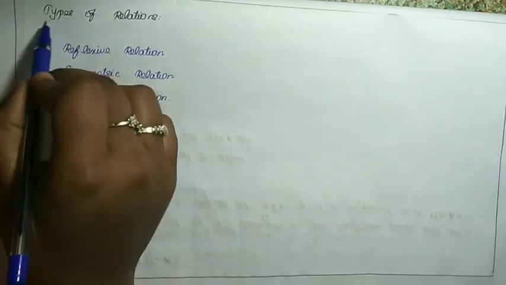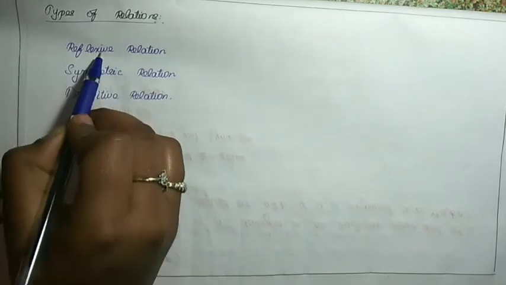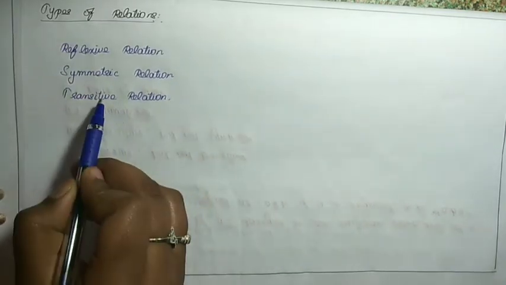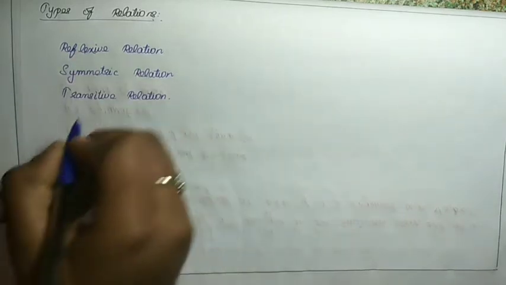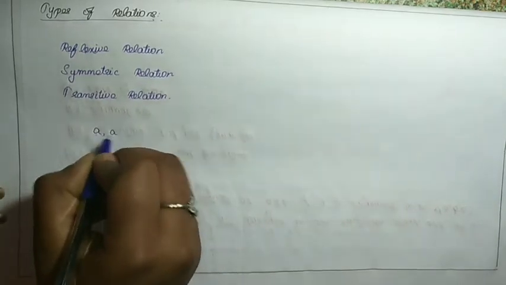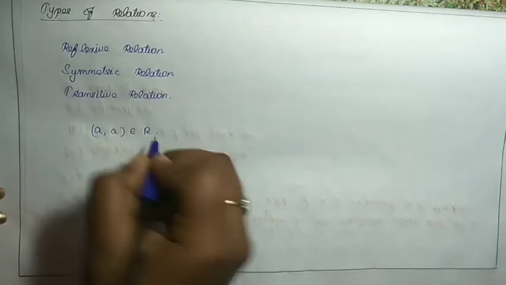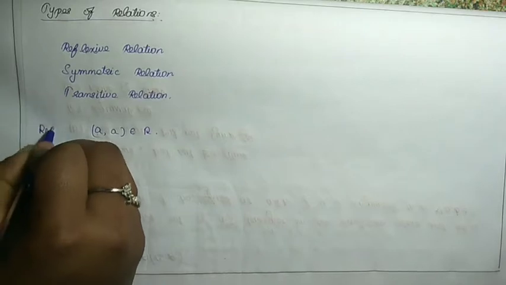So the next topic is types of relation. Now we have learned about reflexive relation, symmetric relation, and transitive relation. Now let me give you all an example. Reflexive means what is the condition? A comma A should belong to R. Yes, so in a given relation, A comma A should belong to R for reflexive.